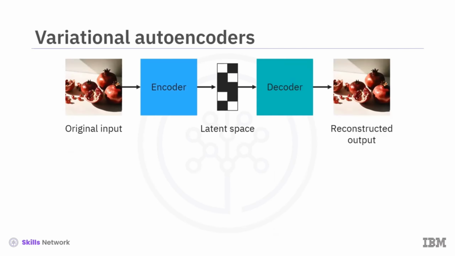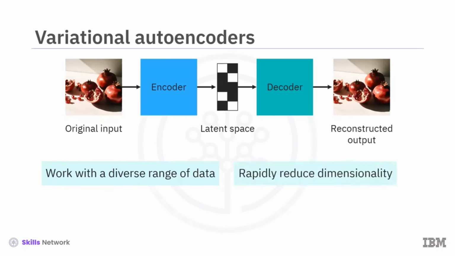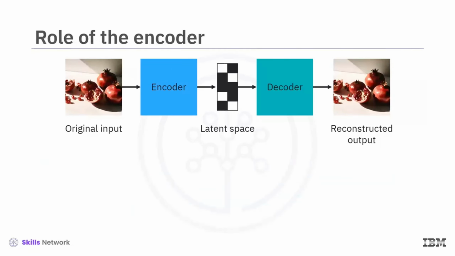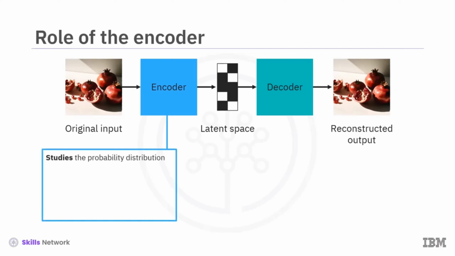Variational autoencoders, or VAEs, are the most popular of all generative AI models for two reasons. A, they work with a diverse range of training data, such as images, text, and audio, and B, they rapidly reduce the dimensionality of your image, text, or audio to create a newer, improved version. First, the encoder, which is a self-sufficient neural network, studies the probability distribution of the input data. In simple terms, this means that it isolates the most useful data variables. This allows the encoder to create a compressed representation of the data sample and store it in the latent space.